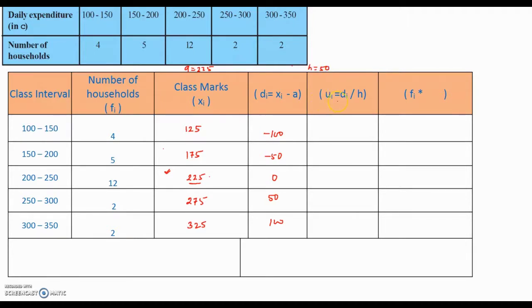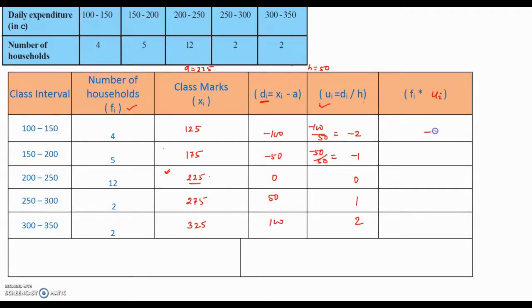All the di's, these are di's, deviations, you divide by 50. Minus 100 by 50 is equal to minus 2. Similarly, minus 50 by 50 will be minus 1. This will be 0, this will be 1 and 2. So the numbers have become simple. Now let us multiply fi and ui here.